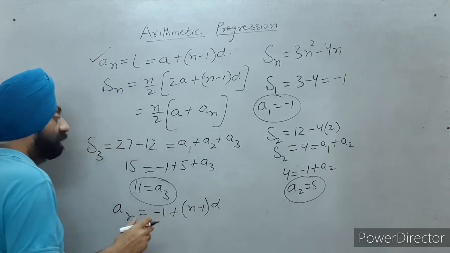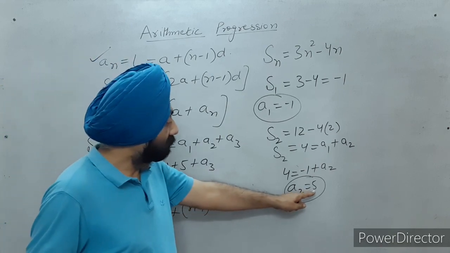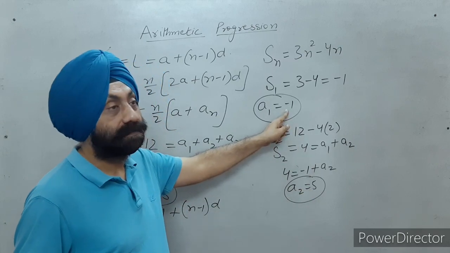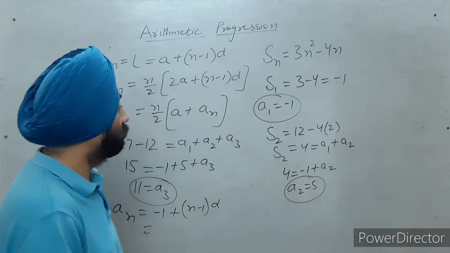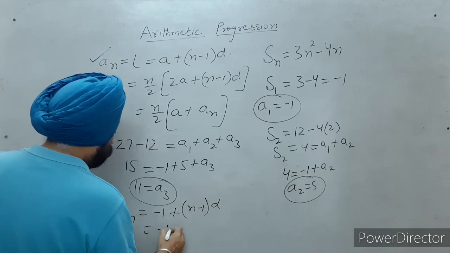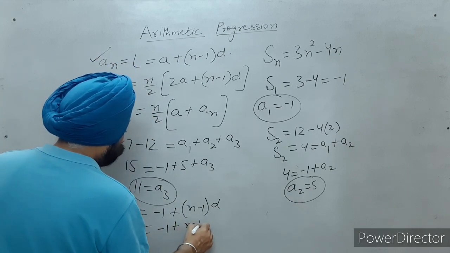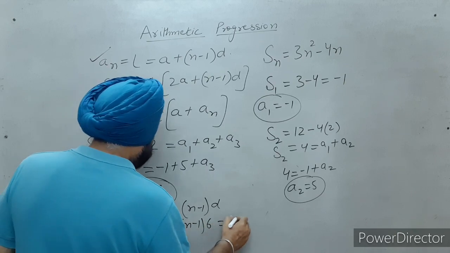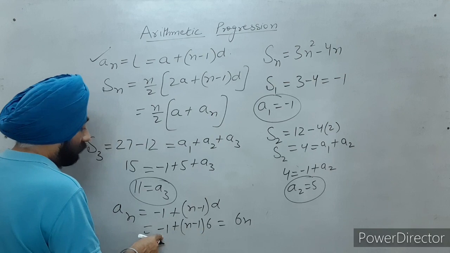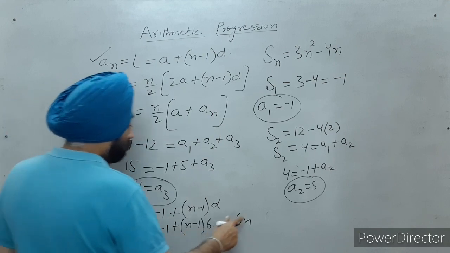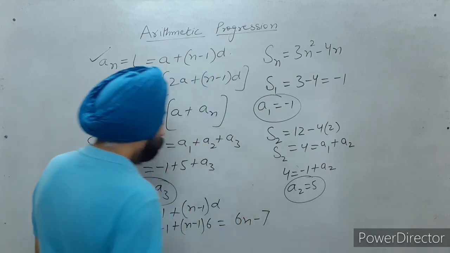Well, what is d? D is second term minus first term. Yeah, third term minus second term. It is 6. Minus 1 plus n minus 1 into 6. I get the answer as 6n, 6n minus 6 minus 1. That is minus 7. 6n minus 7.